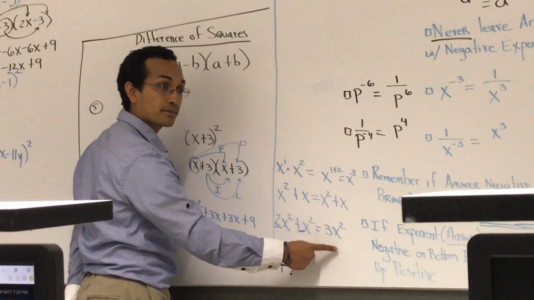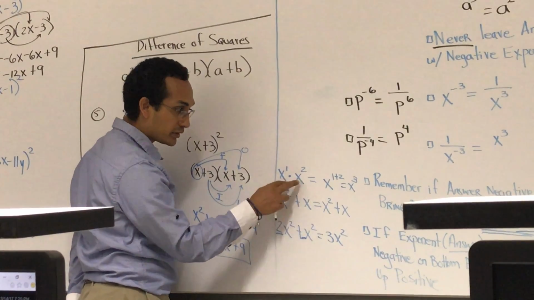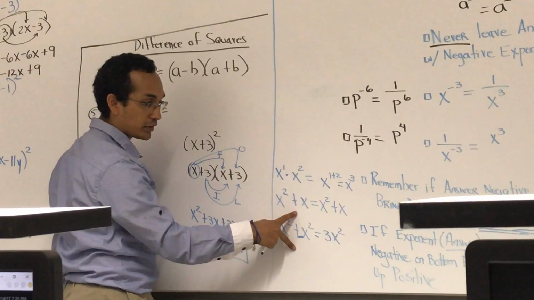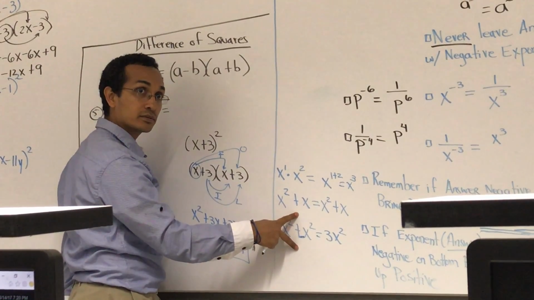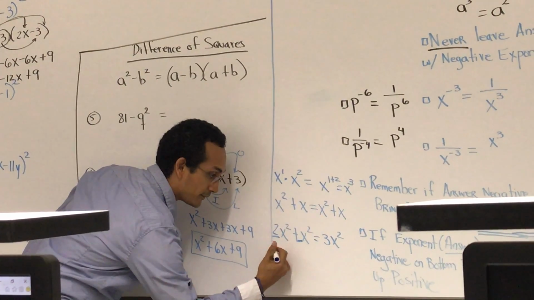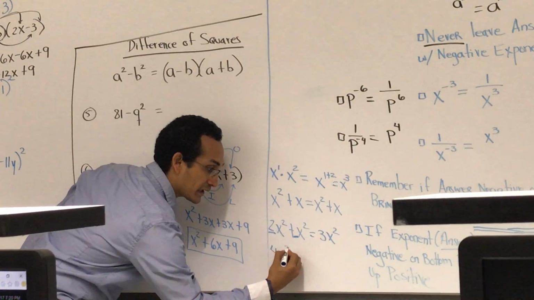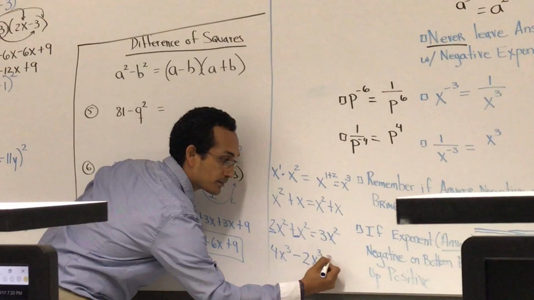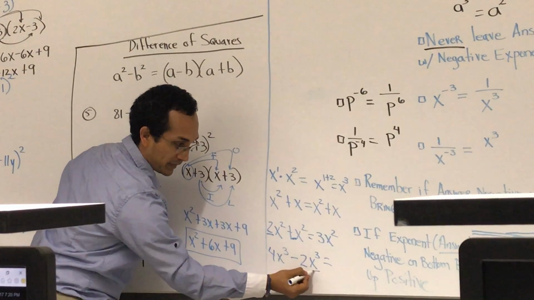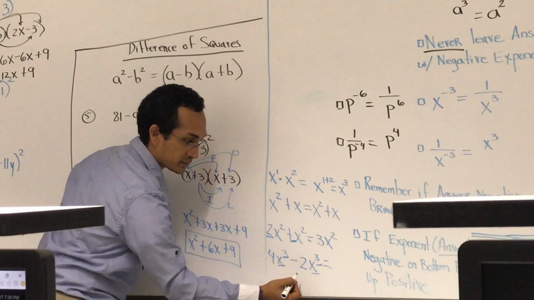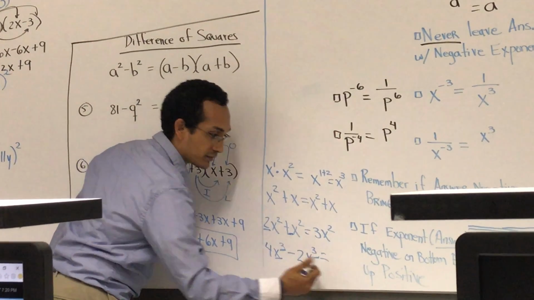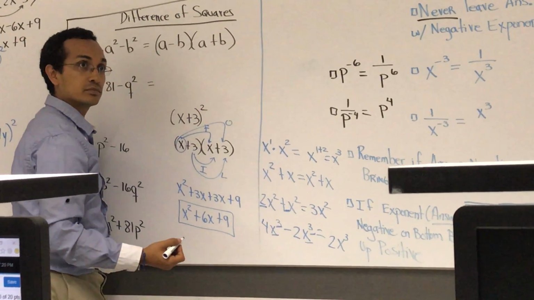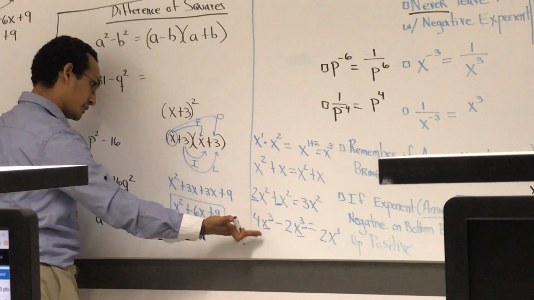You don't add the two exponents? No, you only do it in multiplication. Yes, this works the same way in subtraction as well. So if I were to have 4x cubed minus 2x cubed, same base, same exponent, I subtract 4 minus 2, that becomes 2x cubed.